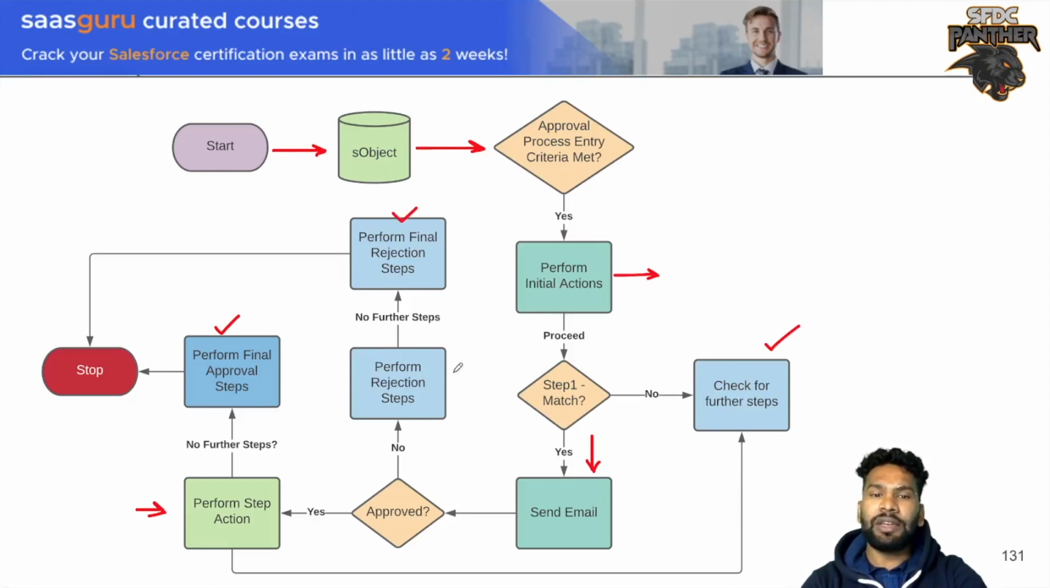Here in the rejection action, we can send an email to the record owner saying that your approval was rejected. In the final rejection step, we can update the record, say that this record was updated, and these are the further steps that you can take. So this is again a high level view of the approval process that we have just discussed.